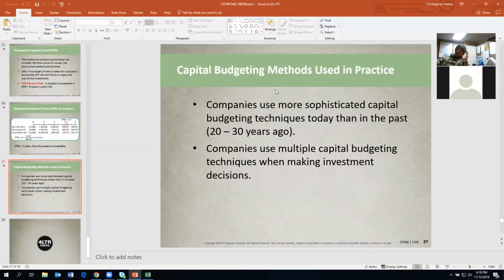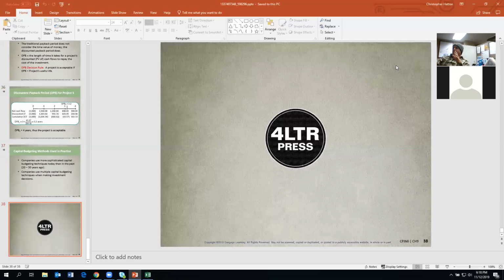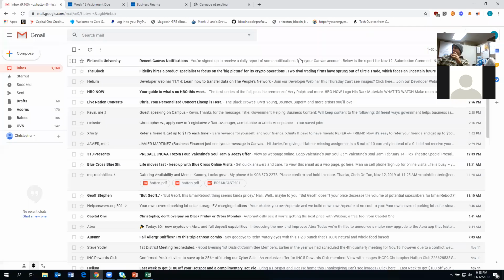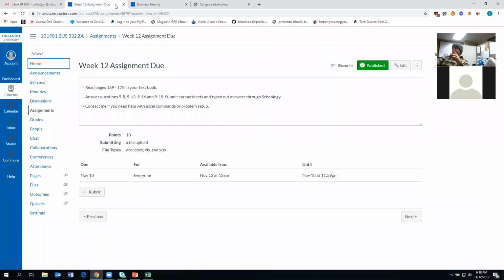So there's a bunch of different budgeting methods to choose from. I'm trying to give you Excel problems so that you'll be able to quickly get to the answers. And they're more sophisticated today than they were 20, 30 years ago. And they use multiple techniques. So I'm trying to cover them all, but new ones are created frequently too. So just keep all that in mind. All right, now let's move into the assignments.